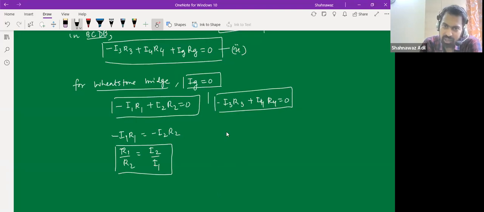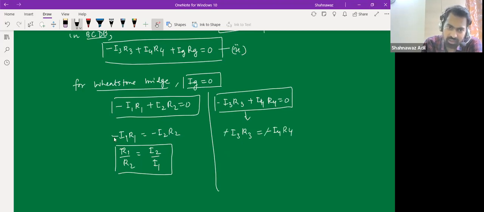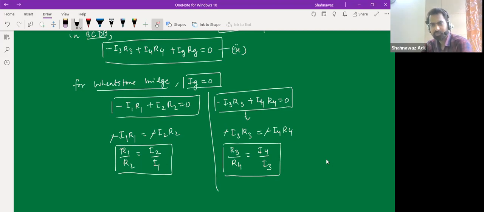And from here we have minus of I3 R3 equal to minus of I4 R4. So minus minus cancels, right? And then R3 by R4 equals I4 by I3. Is this clear, guys? Is this clear?